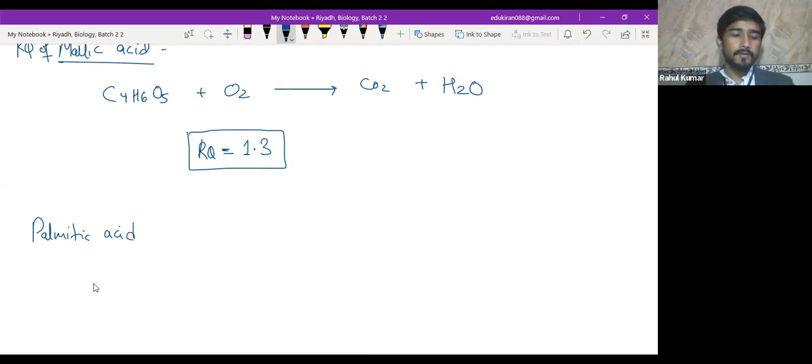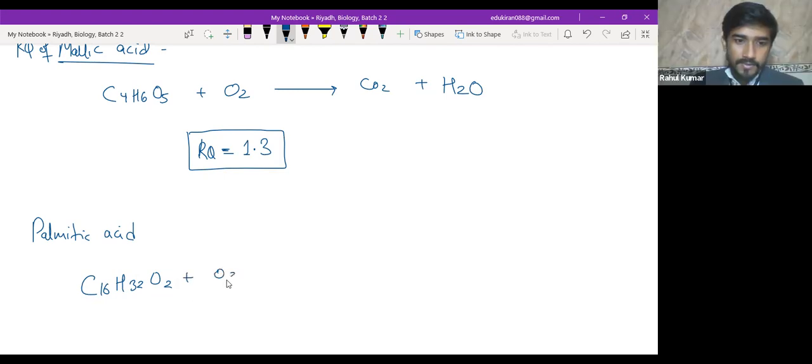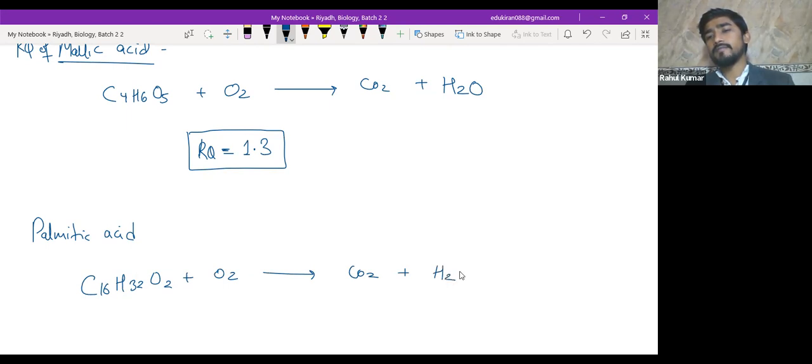Okay. Now the formula. So I'm giving you this: C16H32O2, because it's an acid. So you remember if it's an acid, this O2 will be COOH. Remember? Yes, sir. So again, in the presence of oxygen, we are breaking it down into CO2 and water. Now do this. It's not tough conceptually, but just numerically. So let's see if you can find the right answer. Tell me the RQ for palmitic acid.